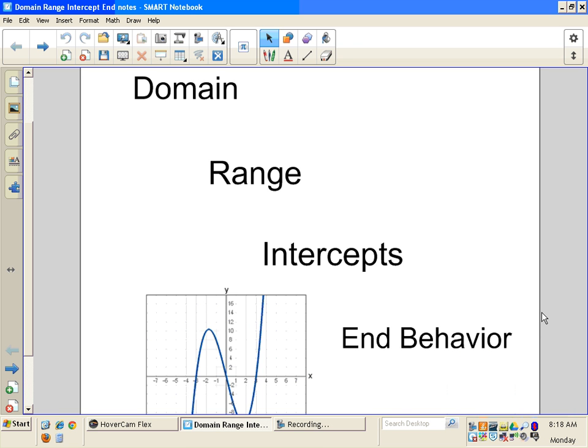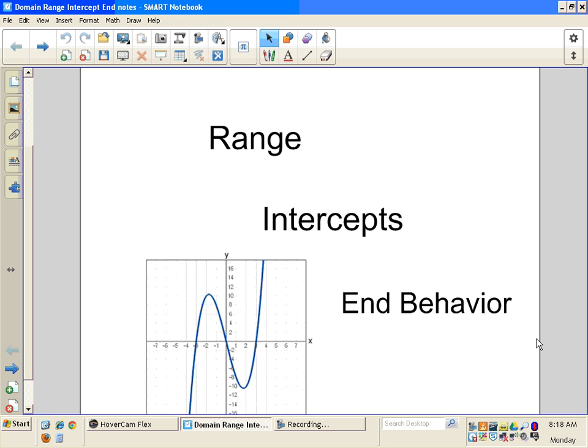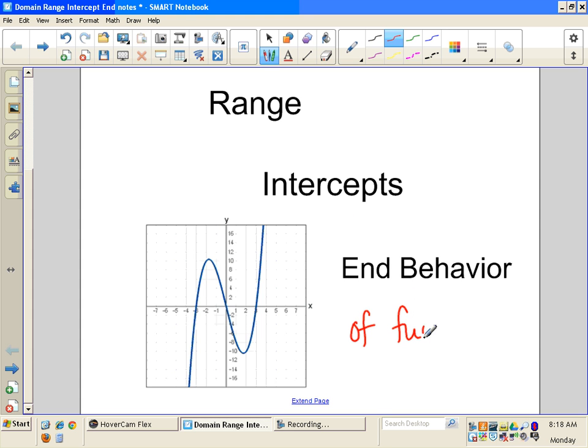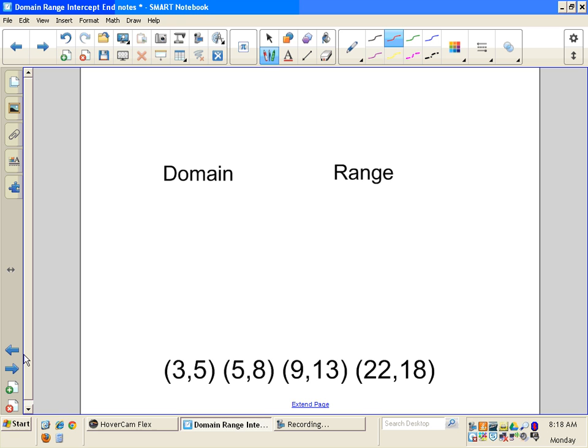Welcome to the video about the domain, the range, the intercepts, and the end behavior of functions. These are all things that functions have. And yes, this is a function, isn't it? So let's talk about domain.